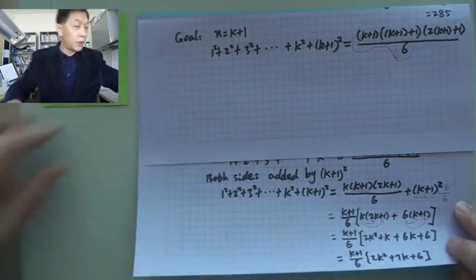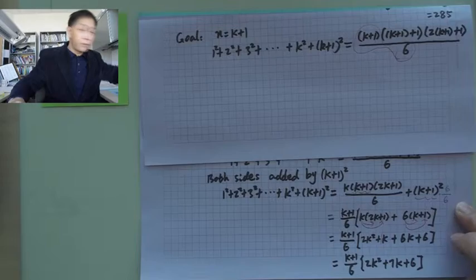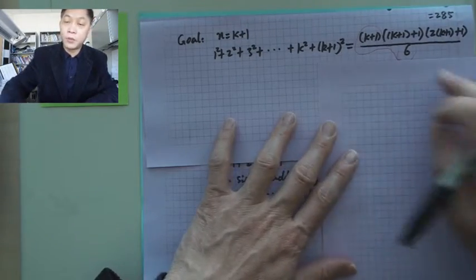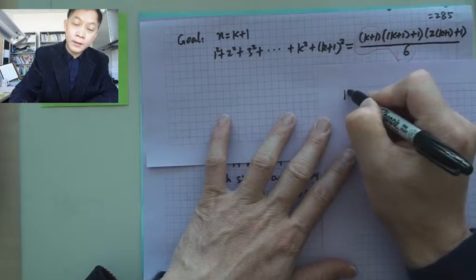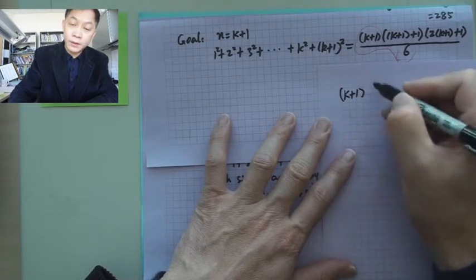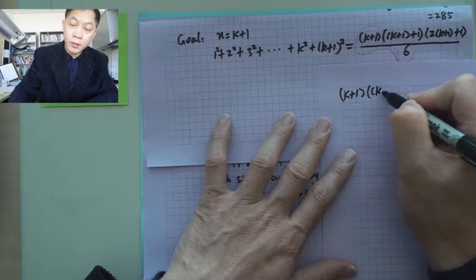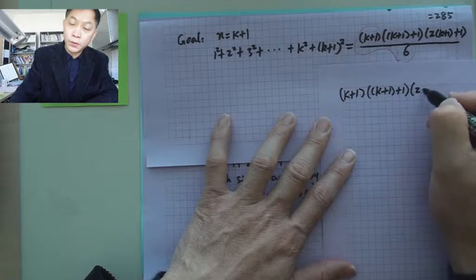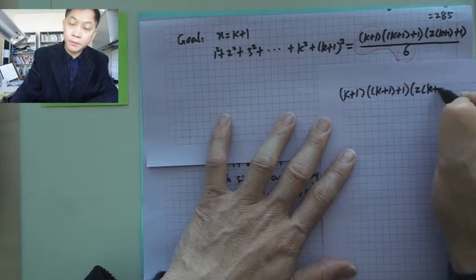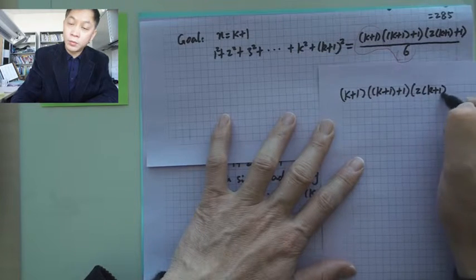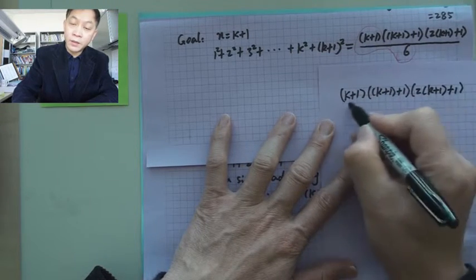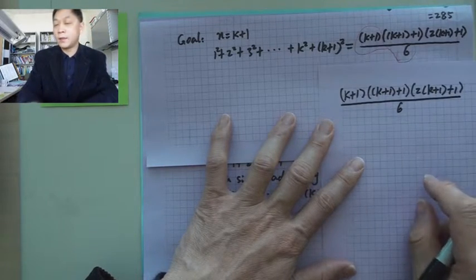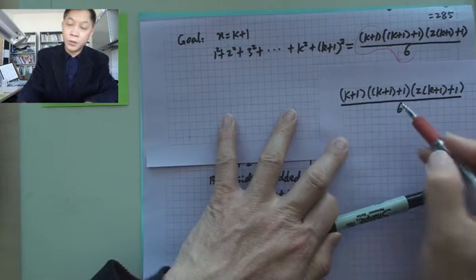Now, let's keep working on that. The right hand side, this one: k plus 1, and k plus 1 plus 1, 2k plus 1 plus 1, divided by 6. That's the right hand side. Okay, again, we don't want to work on that.